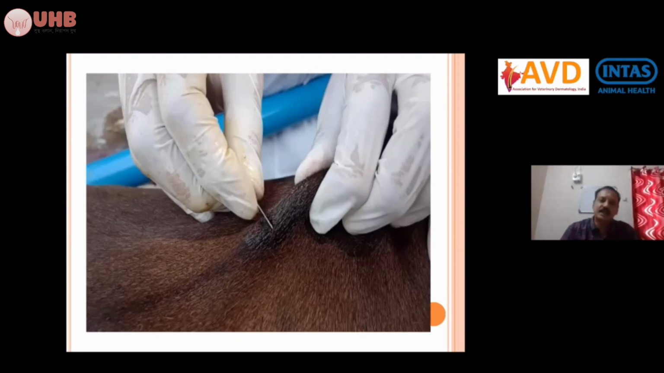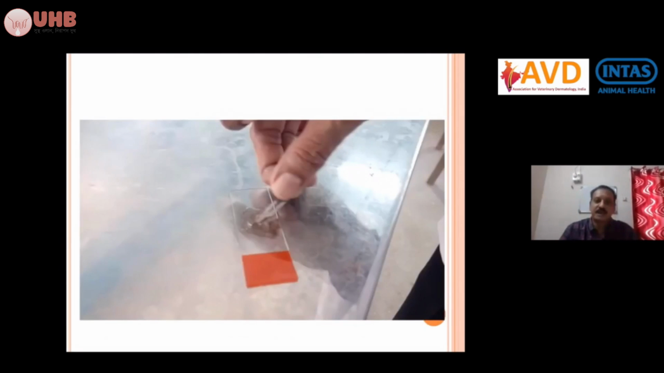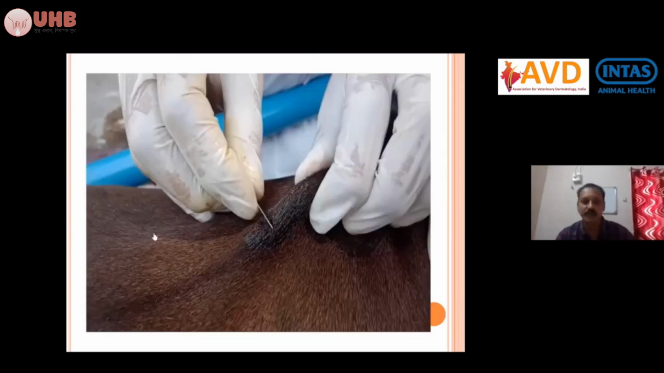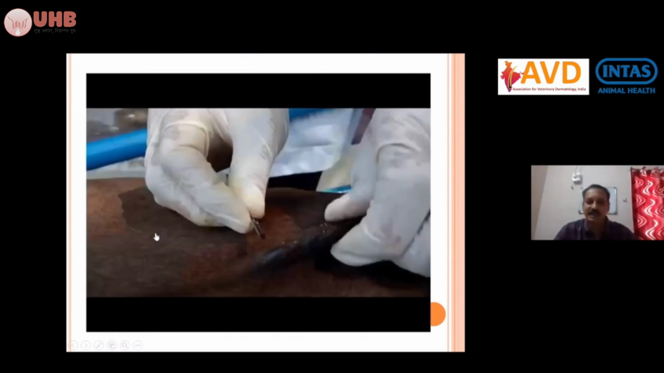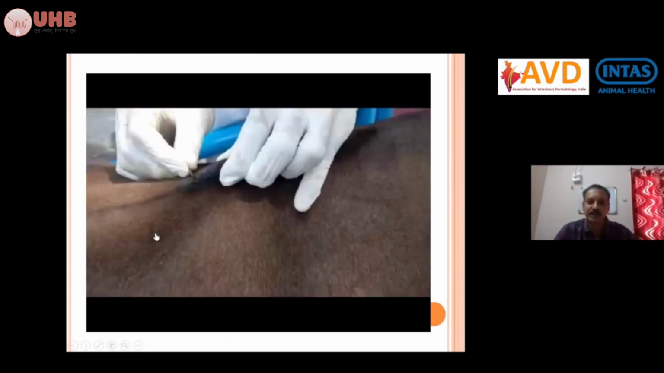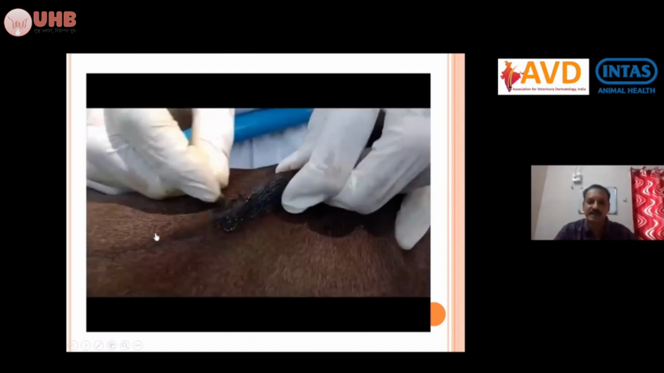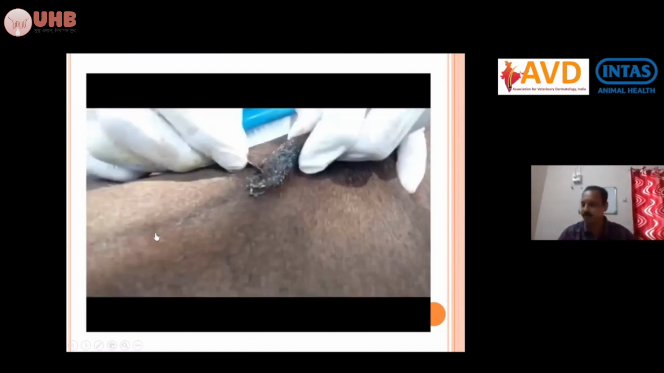Then you scrape it, take the material and put it on a slide with a cover slip, and you can see it. So apply liquid paraffin, hold the lesion, select the area, keep the blade perpendicular to the lesion, and just scrape the area.